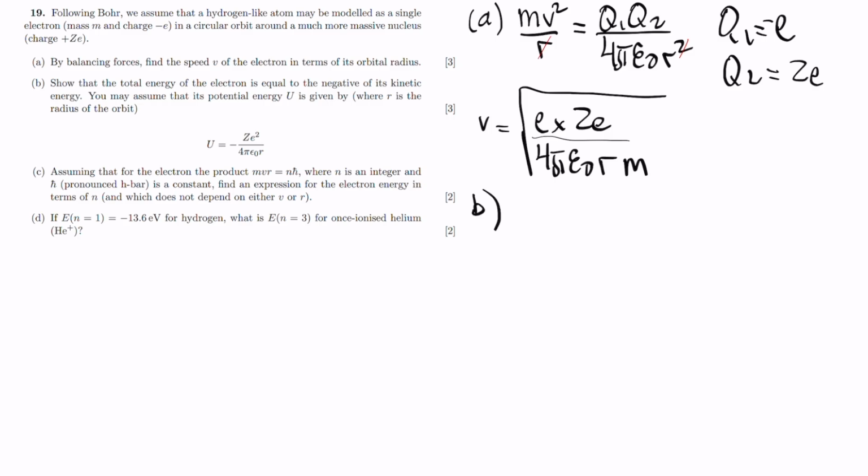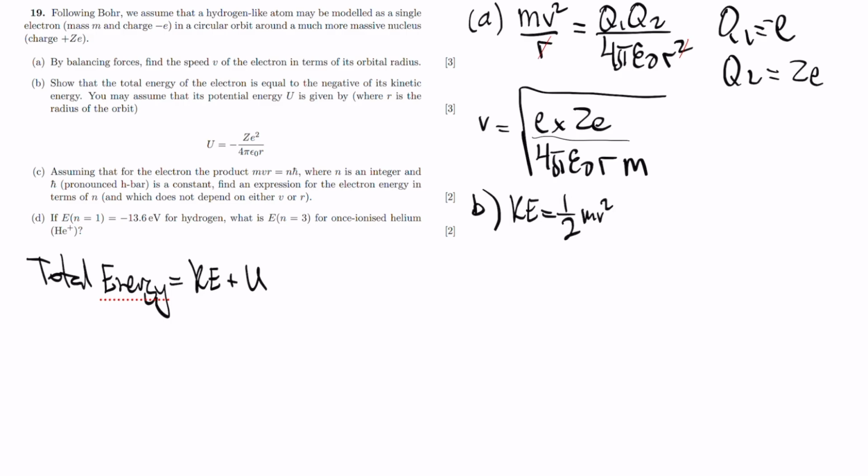So for part B, show that the total energy of the electron is equal to the negative of its kinetic energy. And we're given the expression for its potential energy by the following expression. Okay, well, we're going to need to work out its kinetic energy, and probably the 2 questions are going to be connected. So our total energy is going to be equal to the kinetic energy plus the potential energy. So we don't know the kinetic energy just yet. Let's see if we can figure this out across here. So this here will just be a half mv squared.